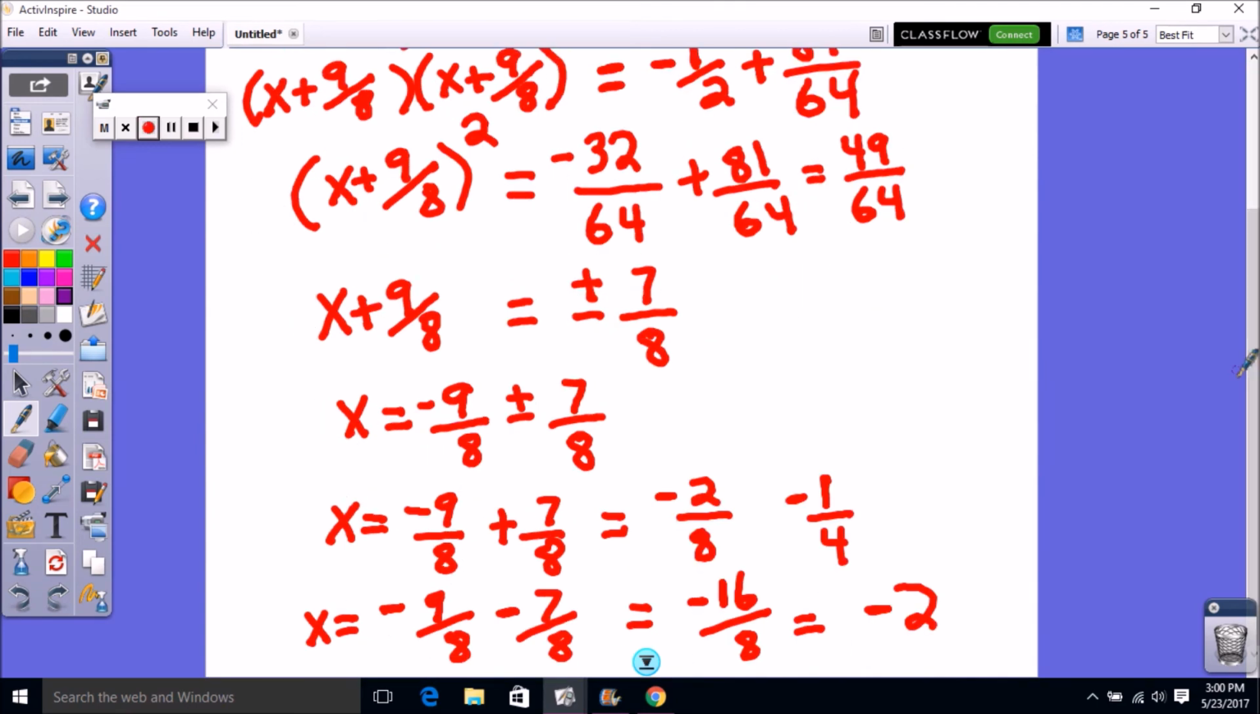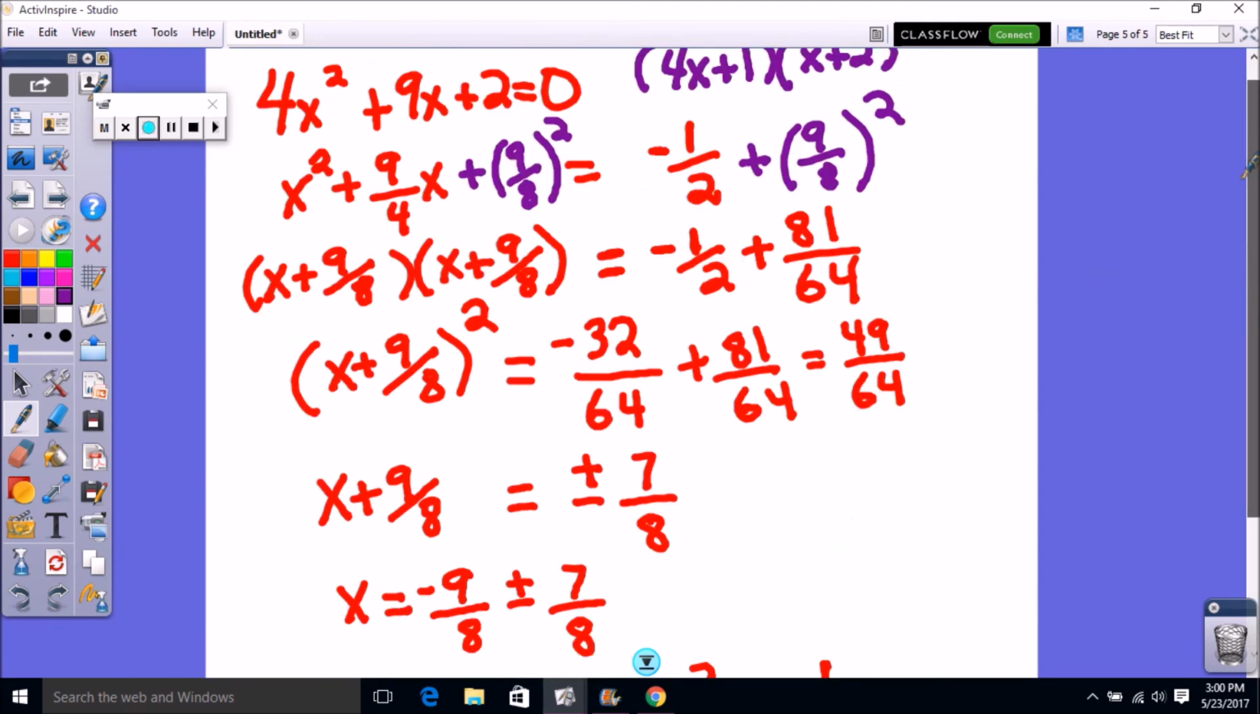Your answers are -1/4 and -2. You don't set these equal to zero. You're doing that when you factor and you have an answer like that. Okay.